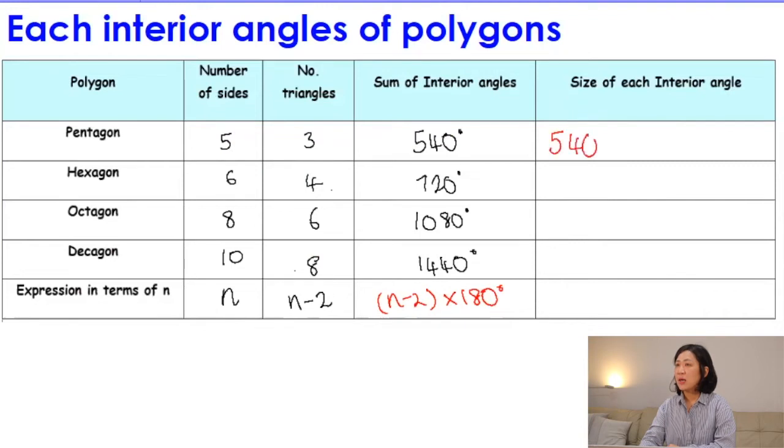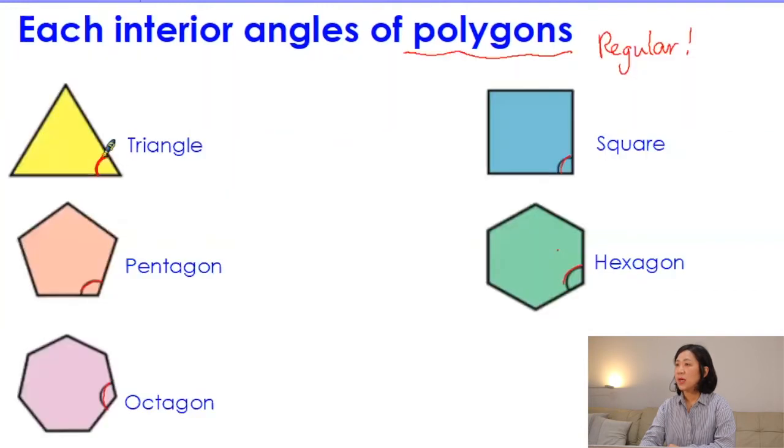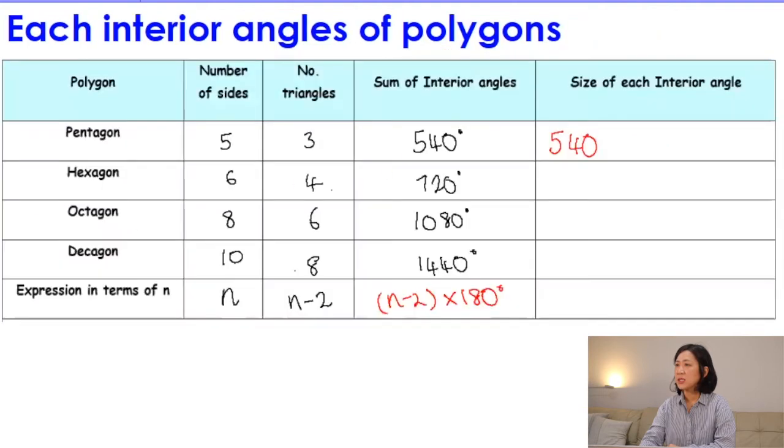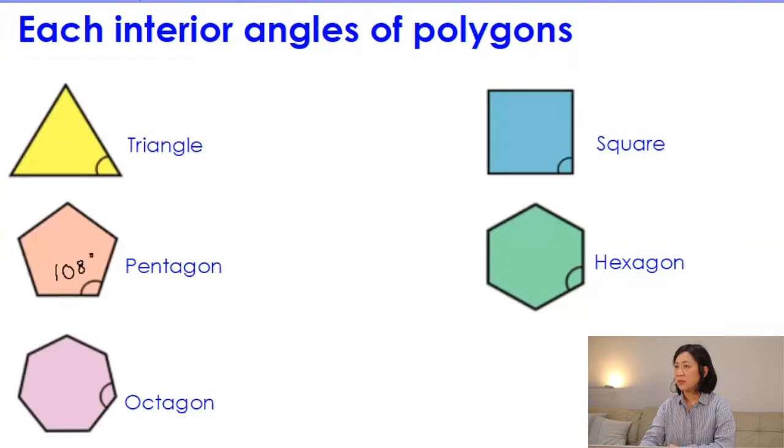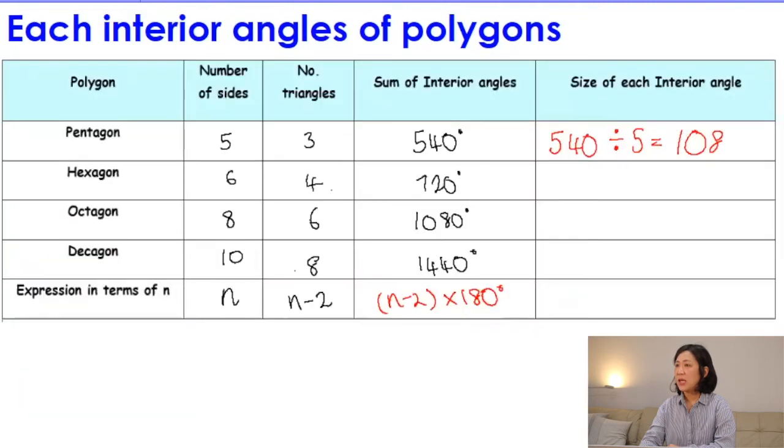A regular polygon has all equal-sized angles, right? If we have the total sum of the angles, how many equal angles are there? A pentagon has 5 equal angles. That's why we can simply divide by 5 to come up with each interior angle, which is 108 degrees.